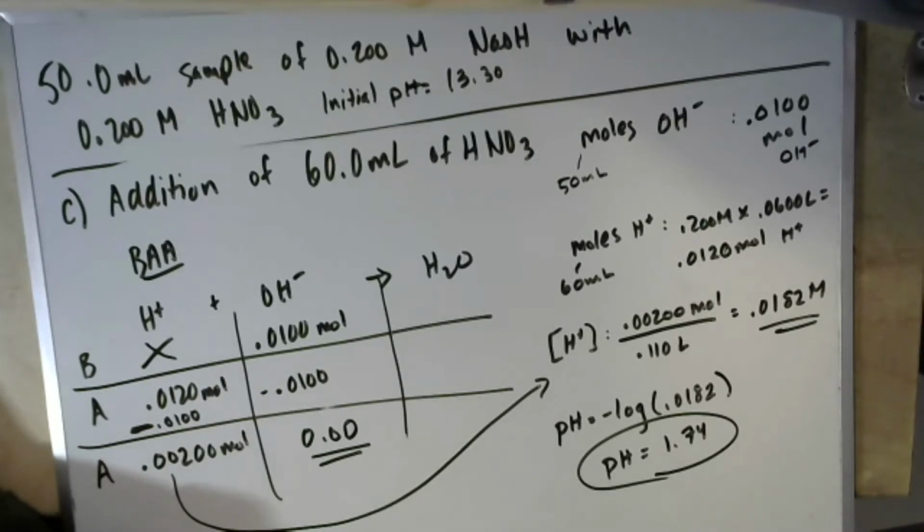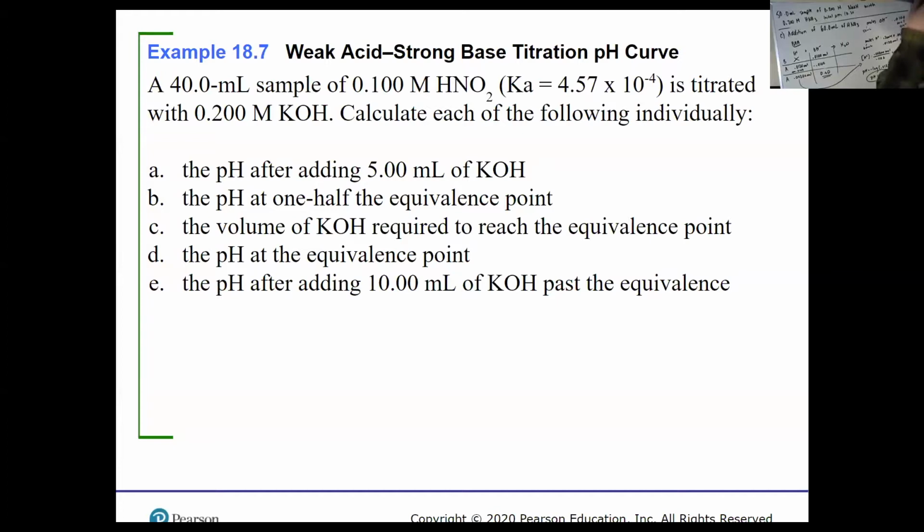So now we're going to look at a weak acid strong base titration, and we're going to see how different this is. The strong acid and strong base titrations are very straightforward. There's no Kas involved or anything like that. You're just looking for the concentration of hydrogen ions or hydroxide ions. There's a little more to do when we are working with weak acids or weak bases. Now, there are 5 questions that we're going to be looking at here, and we're going to calculate these individually. Maybe except C and D we'll do together.